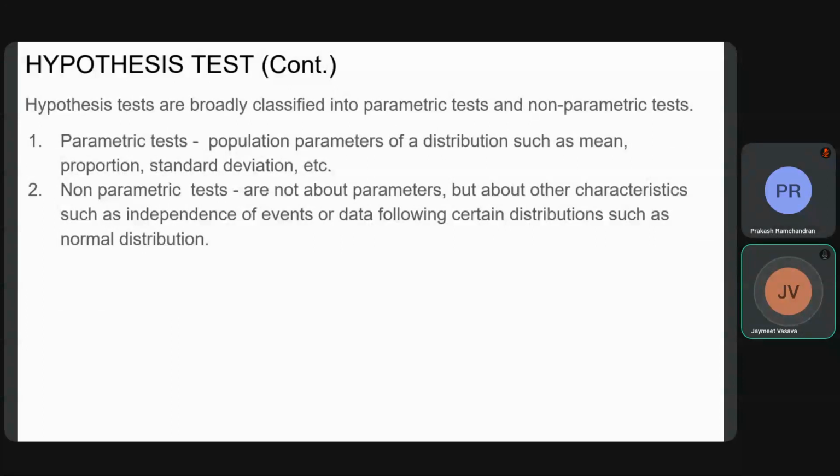So hypothesis tests are broadly classified into parametric and non-parametric tests. What are parametric tests? They focus on population parameters of a distribution such as mean, proportion, standard deviation, etc. The non-parametric tests do not take the parameters into consideration, but other characteristics such as independence of events or data following certain distributions such as normal distribution.